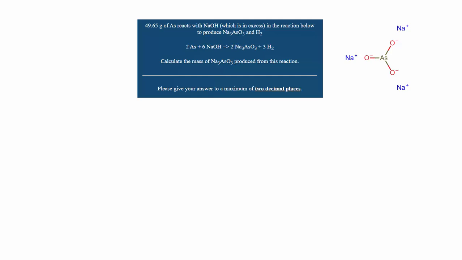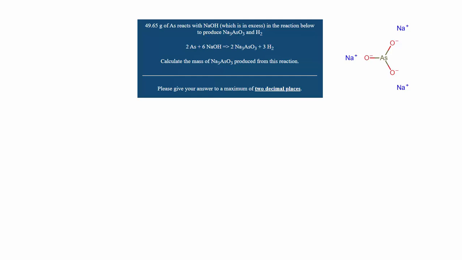So here we've been given an equation which shows arsenic reacting with sodium hydroxide, and that produces sodium orthoarsenate and also molecular hydrogen. We've been told the mass of arsenic that reacts with the sodium hydroxide, and we've been asked to calculate the mass of the sodium orthoarsenate that is produced from the reaction.